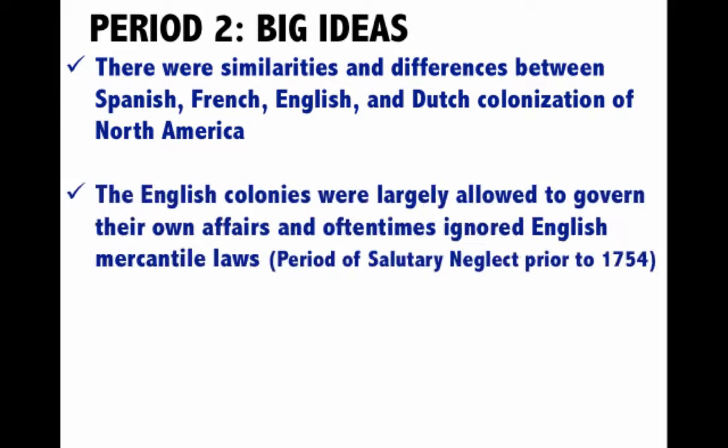The second point is the English colonies were largely allowed to govern their own affairs and oftentimes ignored English mercantile laws. Prior to 1754, historians called this period a period of salutary neglect. For this period, the colonies are going to be growing, the 13 colonies are going to be establishing themselves, and they're going to be kind of left alone from England.